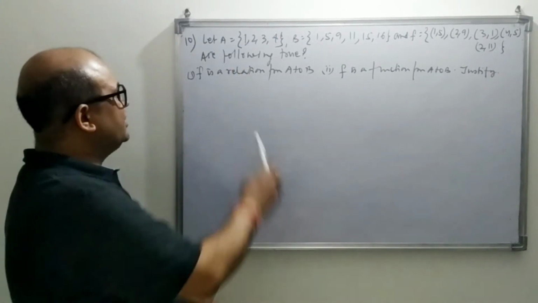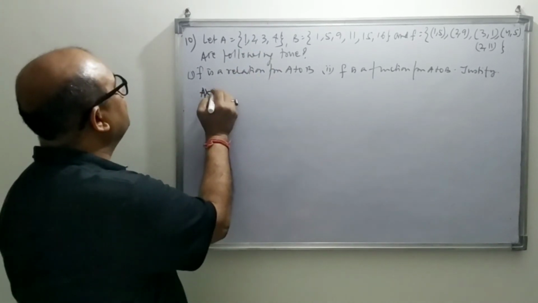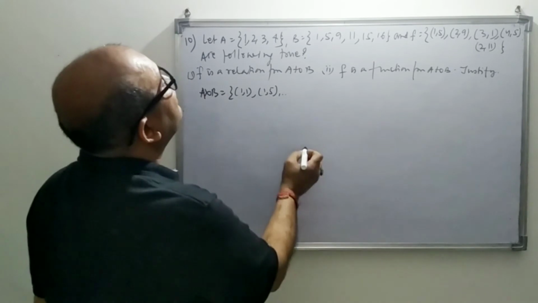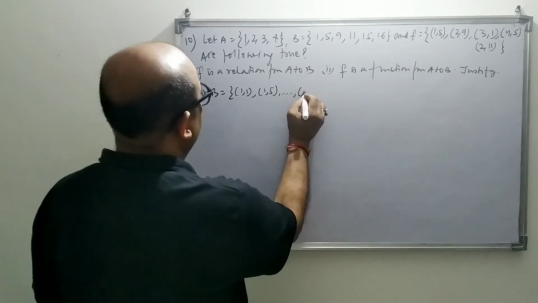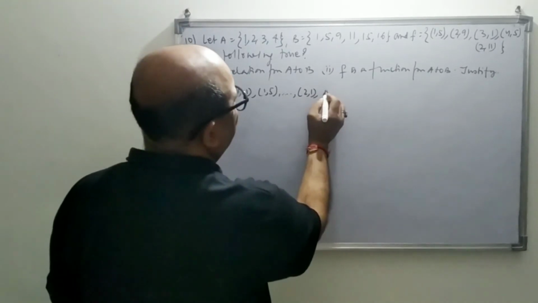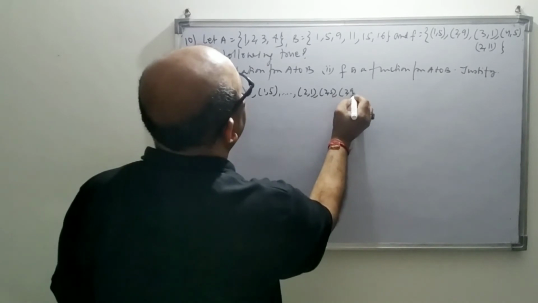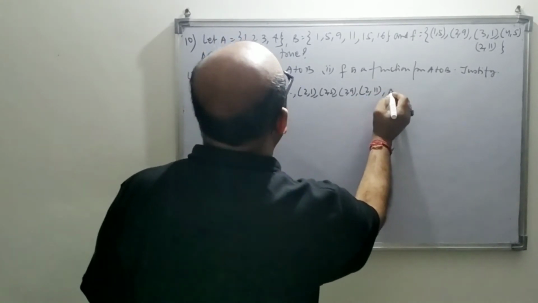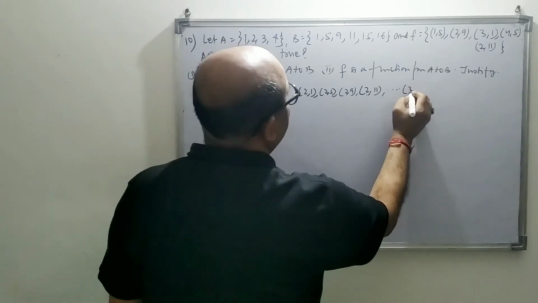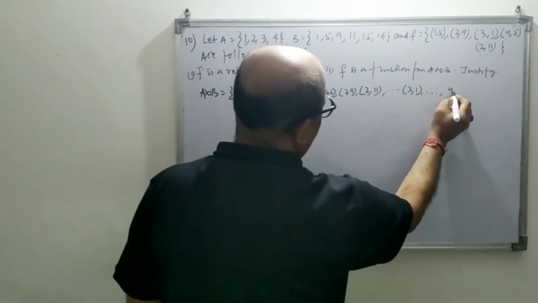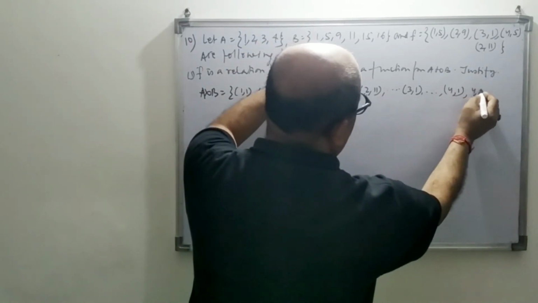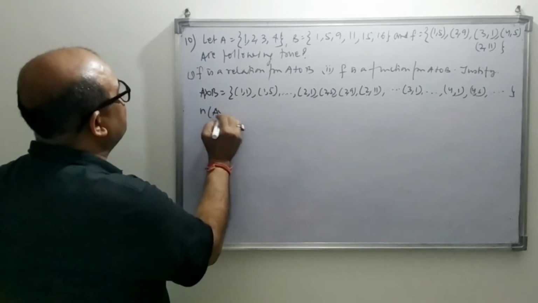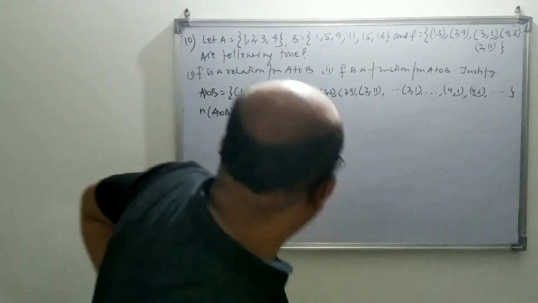See here, the Cartesian product of A and B, A cross B. You can write (1,1), (1,5), and so on, then (2,1), (2,5), (2,9), (2,11), and so on, then (3,1), and so on, (4,1), (4,5), and this is the Cartesian product of A cross B. Now, n(A cross B) is not required here; this is just the Cartesian product.